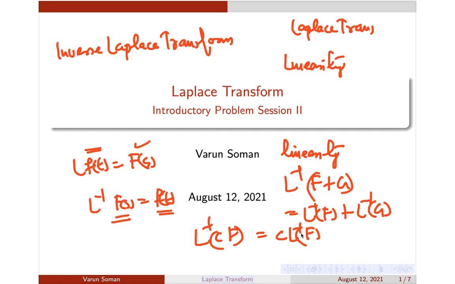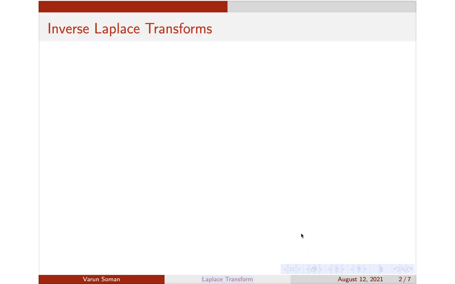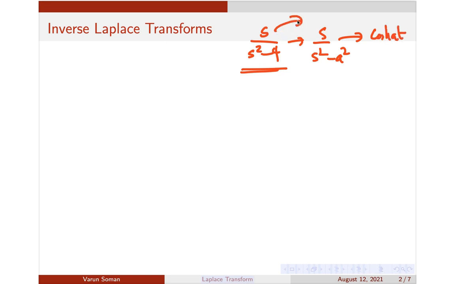Before we do the problems, let us quickly recap the tables which we have studied. For example, can you find the inverse Laplace transform of s by s square minus 4? Please refer to the table and tell me. This is identical to s by s square minus a square. What is the inverse Laplace transform of that? It is nothing but cosh 2t. So the inverse Laplace transform of this will simply be cosh 2t.